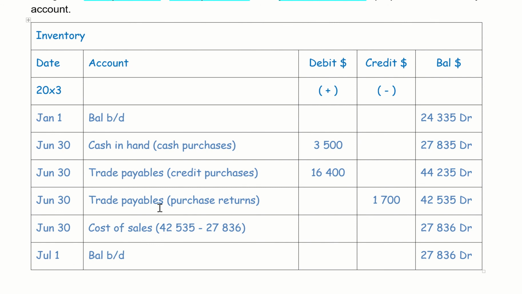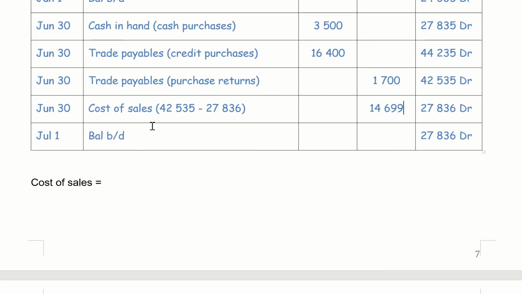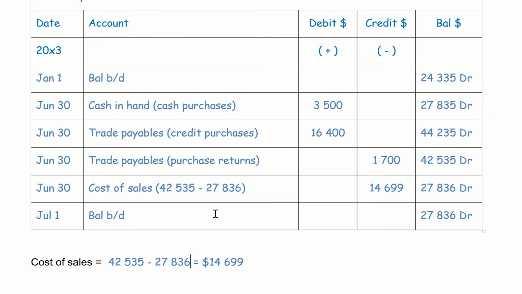What happened here is that the company sold these goods and these goods were converted into cost of sales. Cost of sales will cause your inventory to go down by 14,699. So this cost of sales, you need to calculate it yourself. How did I calculate this cost of sales? All I did was to take 42,535 minus away 27,836, and I got 14,699, and this is my cost of sales.